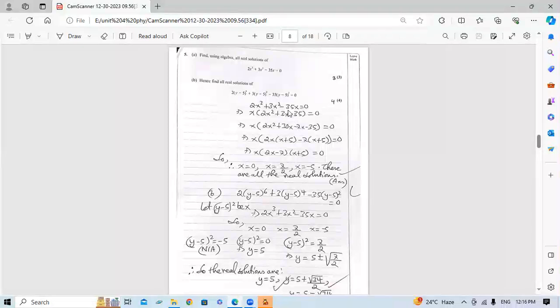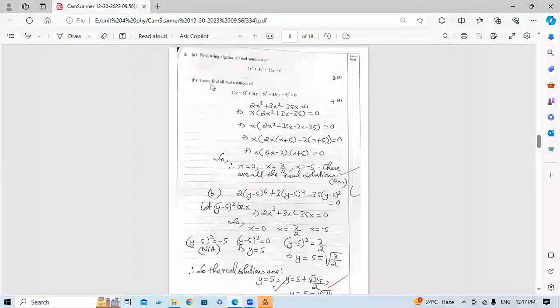You can just take x outside, take x as common: x into 2x squared plus 3x minus 35 equals 0. x into 2x squared plus 10x minus 7x minus 35 equals 0. x into (2x minus 7) into (x plus 5) equals 0. So x equals 0, x equals 7 by 2, x equals minus 5. These are all the real solutions.